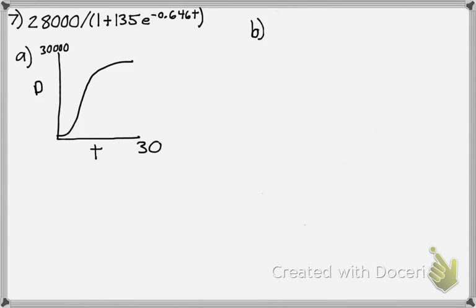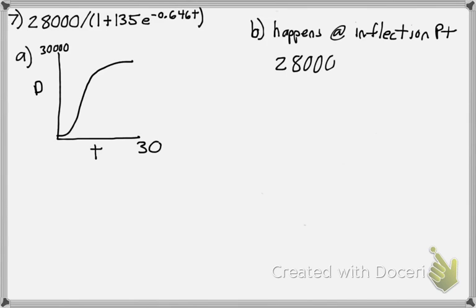So k in this case, so let me write here, this happens at the inflection point. So this is going to be 28,000 because that's k, and divide that by 2. So that is equal to 14,000 cases.